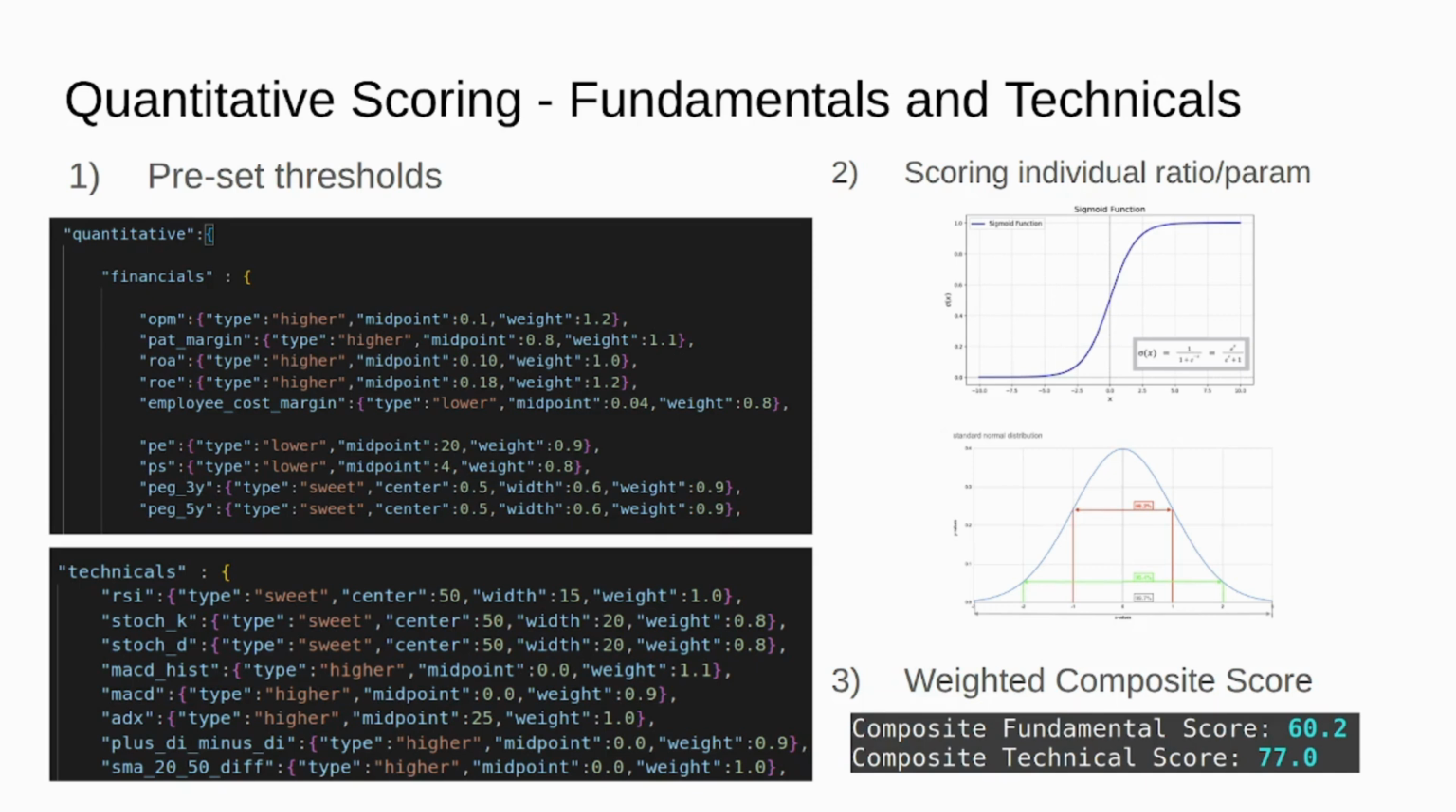Another type of ratio may be of the type sweet, where we might want the value to just be on the sweet spot, not higher or lower. For example, the RSI indicator. For that, we use a bell curve which fits appropriately. Finally, using the weights, we calculate a composite score for both fundamental and technicals.